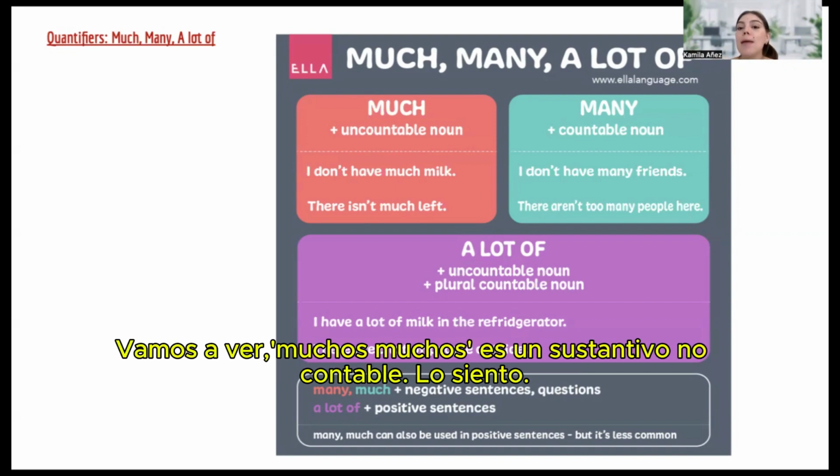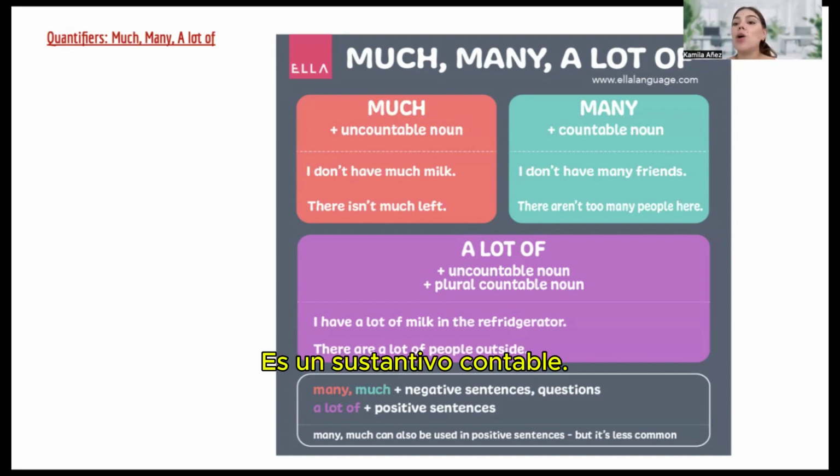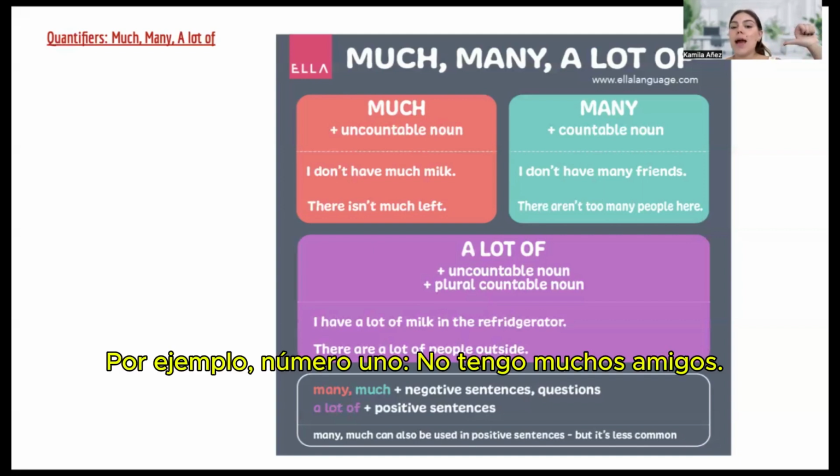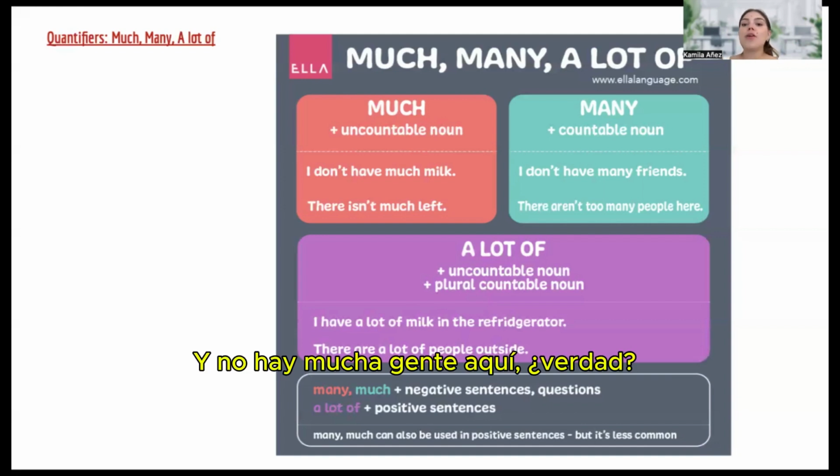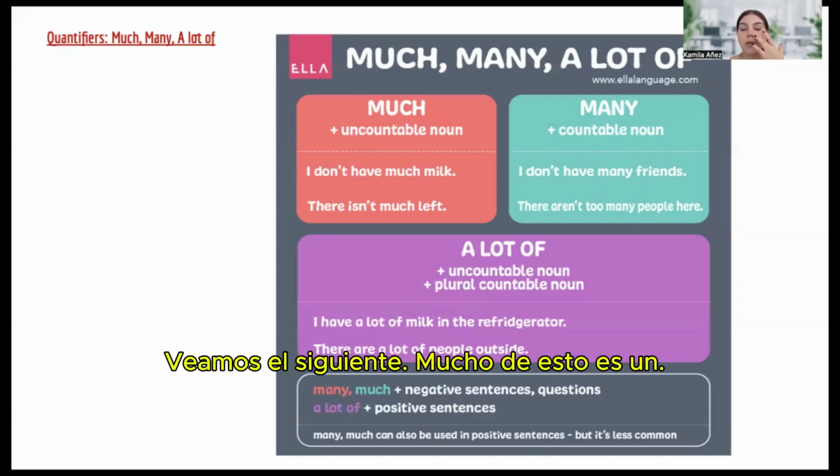Let's see, many. Many is used with countable nouns. Sorry, it is a countable noun. We are going to see 2 examples. For example, number 1, I don't have many friends, and there aren't too many people here, right? Let's see the next one.